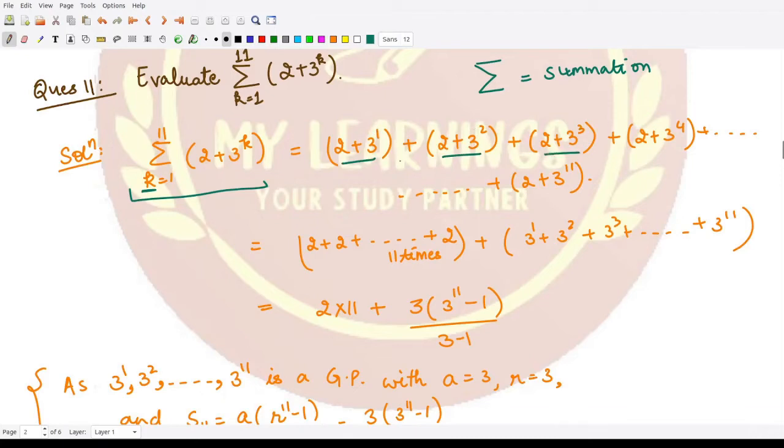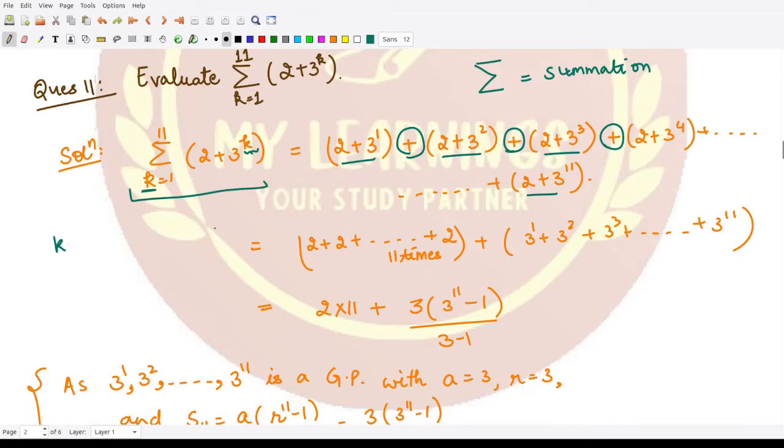And we have to add all of these terms, right? The last term would be 2 plus 3 raised to power 11, because only k is variable here. K varies from 1 to 11. So that means the value of k would be 1, 2, 3, 4, 5, 6, 7, 8, 9, 10 and 11. These would be the terms.